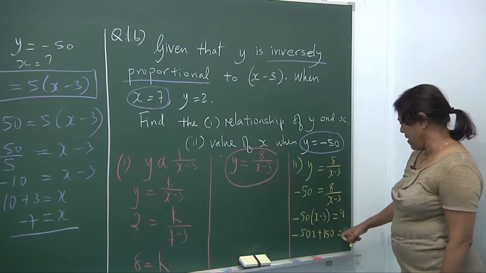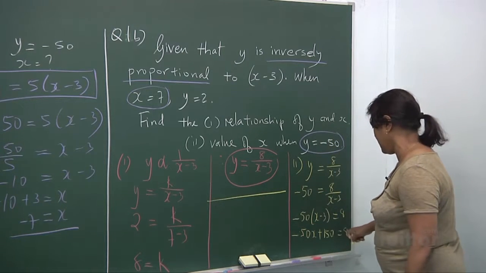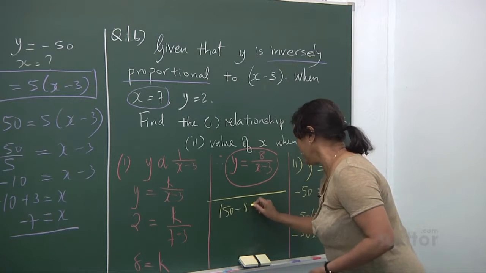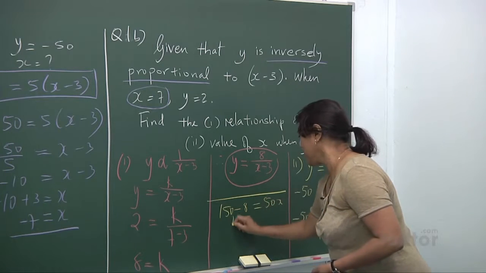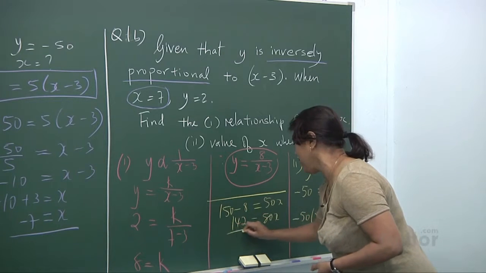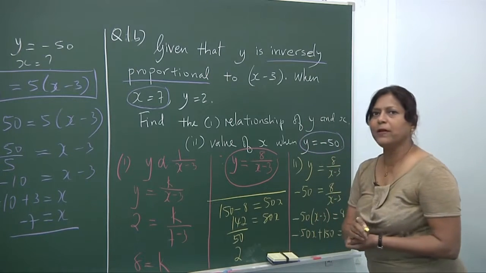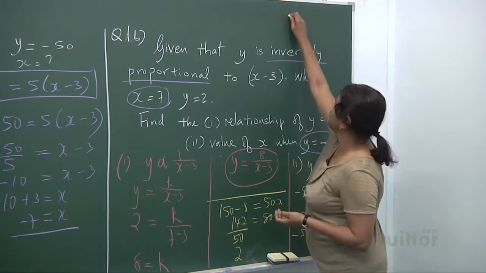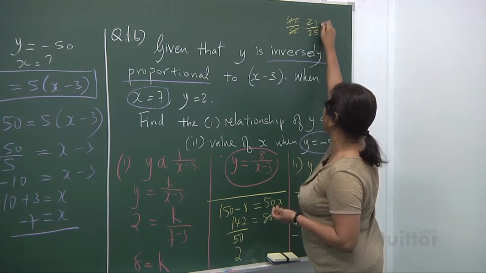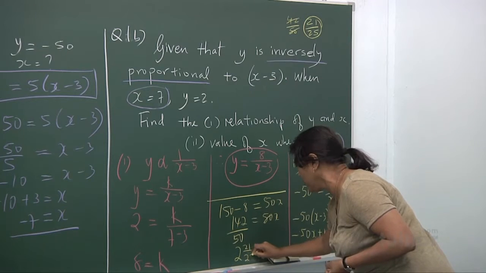Right, my dear? Bring the 50x over, and it becomes a plus. Bring the 8 over. Alright, 150 minus the 8 is equal to 50x. That's 142. And all you need to do is divide by 50. You get 2 wholes, 42 over 50. Now reduce the 42 over 50, divide by 2, you get 21 over 25. So you can put it as 2 wholes, 21 over 25.